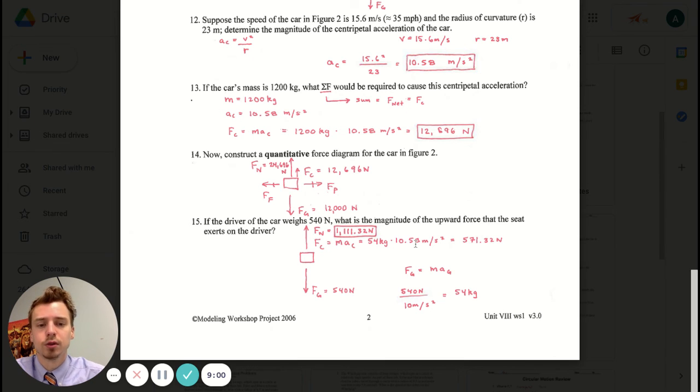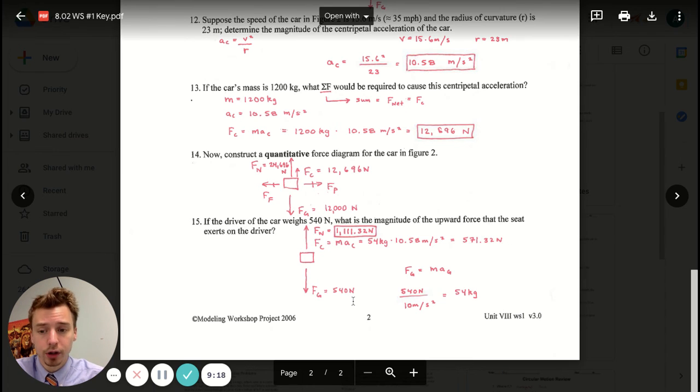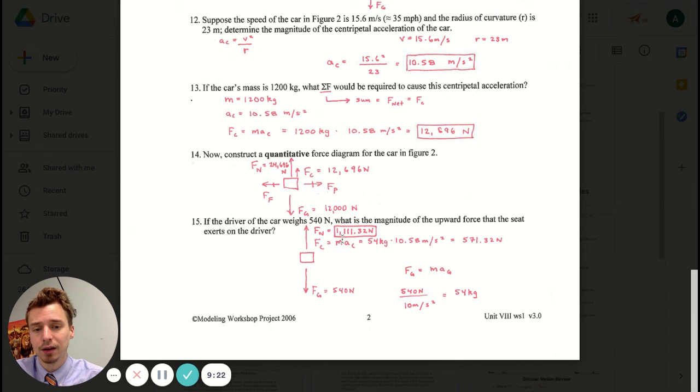54 kilograms times the centripetal acceleration of 10.58. You get a force centripetal of 571.32. If you know the force normal wins by 571.32, and you know that the force of gravity is 540, you just add those together and you should get 1,111.32 newtons. And that's how much the car pushes up on you. The seat pushes up on you, because that's the normal force.